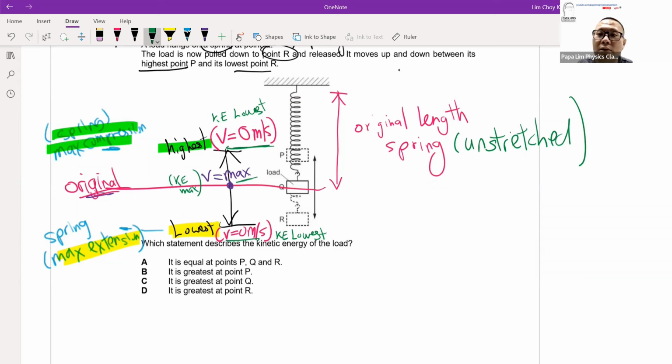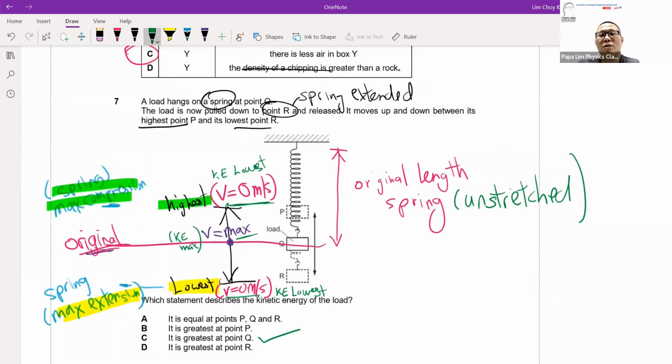These are the characteristics for oscillating that students have to take note of. With this, I will be able to answer that. The answer will be Q, with the highest kinetic energy. That's why I say this question is actually quite an interesting question.